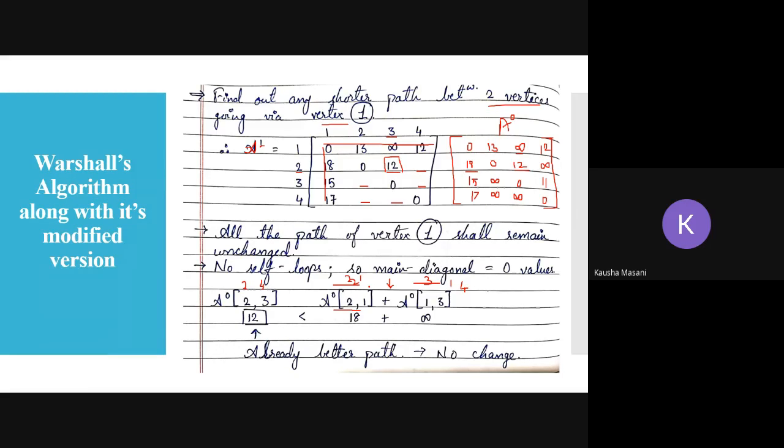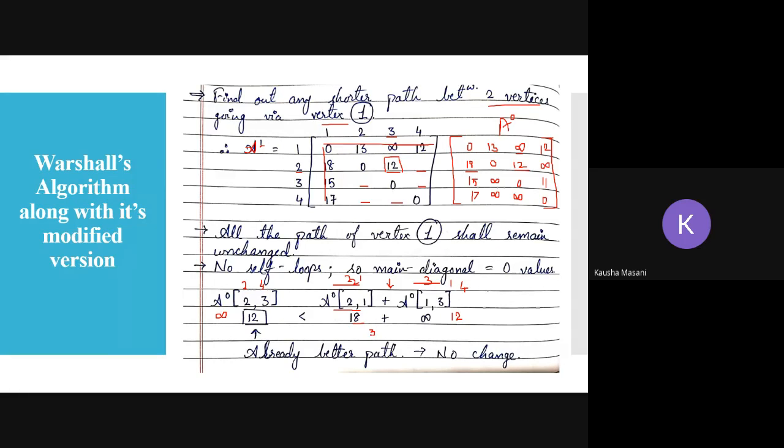What is A0 of 2, 1? 18, written already. A0 of 1, 4, what is it? 12. And what is A0 of 2, 4? Infinity, correct. So, is infinity less than 30?